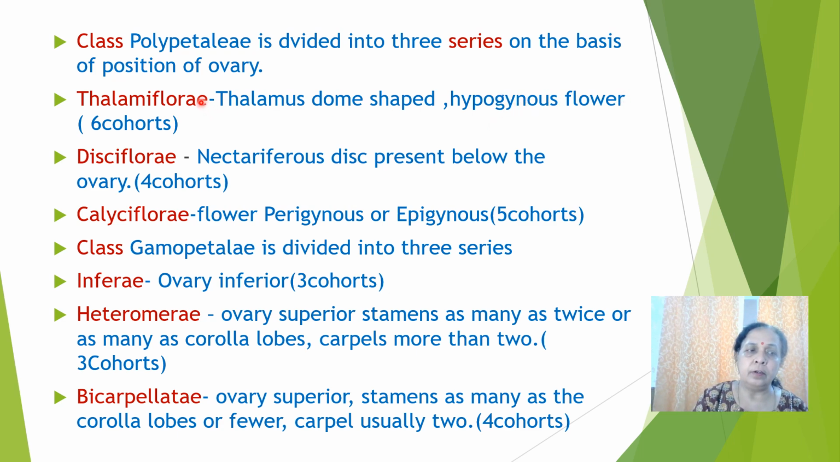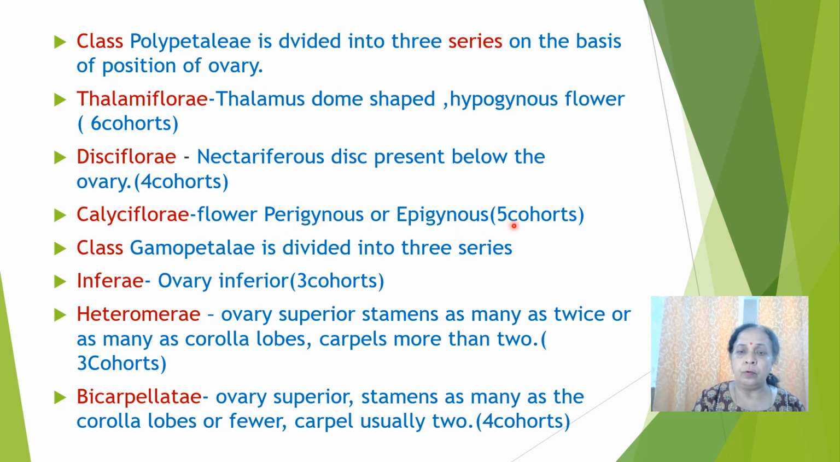This series includes 6 cohorts. These cohorts are presently treated as orders. And the next series is Disciflorae. In Disciflorae, flowers bear nectariferous disc below the ovary, and the series includes 4 cohorts. Next series is Calyciflorae, where the flowers are perigynous and epigynous. Perigynous means half inferior ovary bearing flowers, and epigynous means completely inferior ovary bearing flowers.